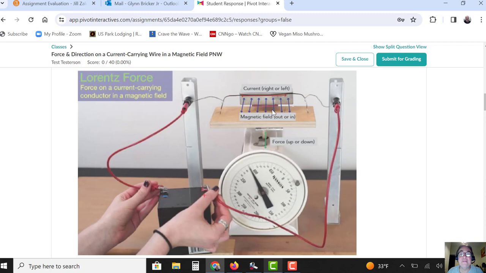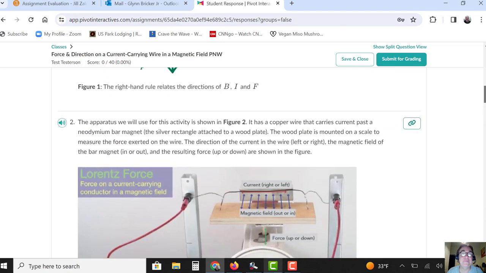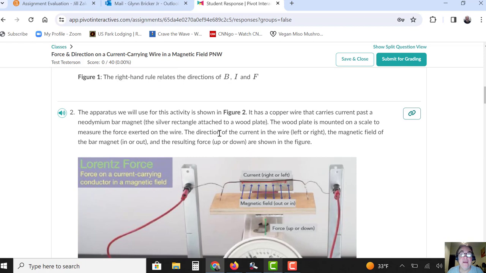There's a magnetic field. Moving current in a magnetic field, the wire is going to experience a force. So this thing will either move up or move down due to that force. Okay, copper wire going through this magnet, wood plate mounted on it. So that's what they're talking about here.